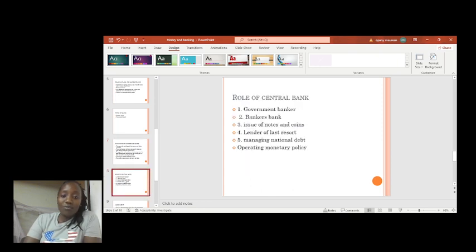And then we have the roles of central bank. So someone who can see my screen, please read for us the roles of central bank. Someone to read the roles of central bank.